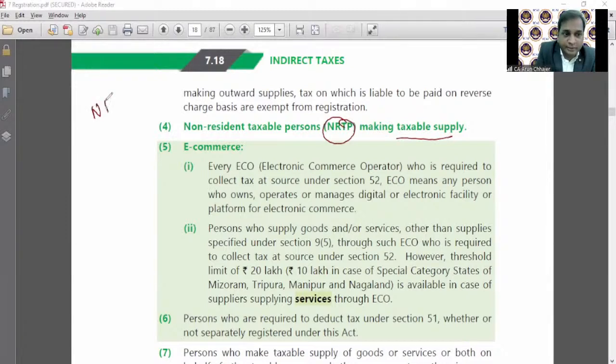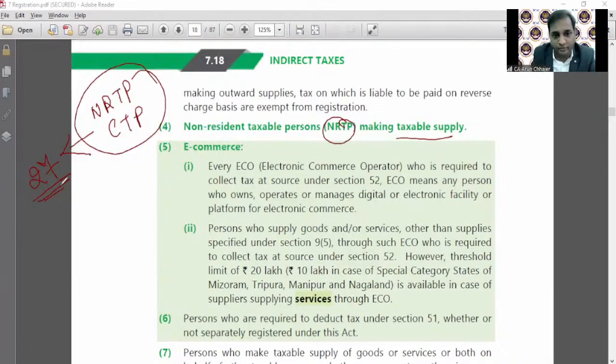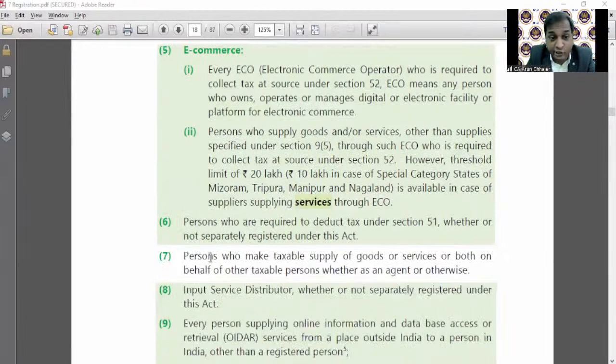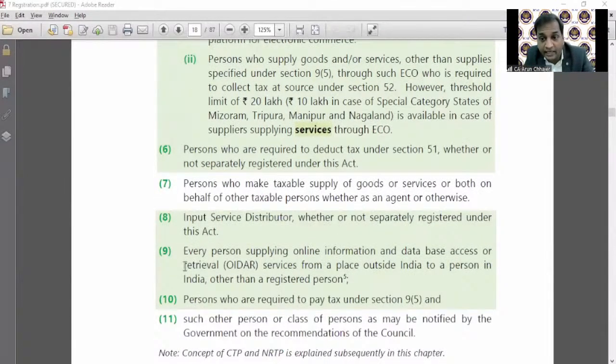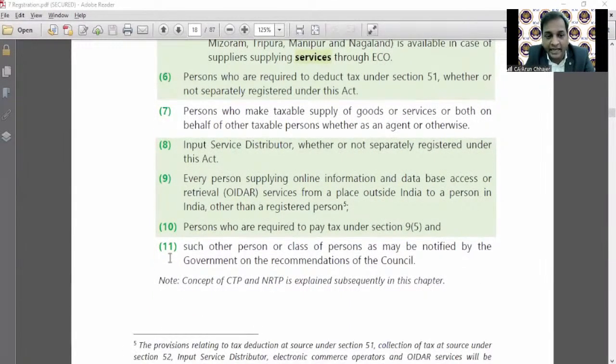So these two concepts, non-resident taxable person and casual taxable person, please wait for some time. We are going to discuss them in section 27, at the bottom of this chapter. But the highlighted parts like e-commerce, point number 8, 9, 10, these are covered in CA Final, not covered in this. So only for your knowledge purpose you can see them, but otherwise it's not covered in your syllabus.